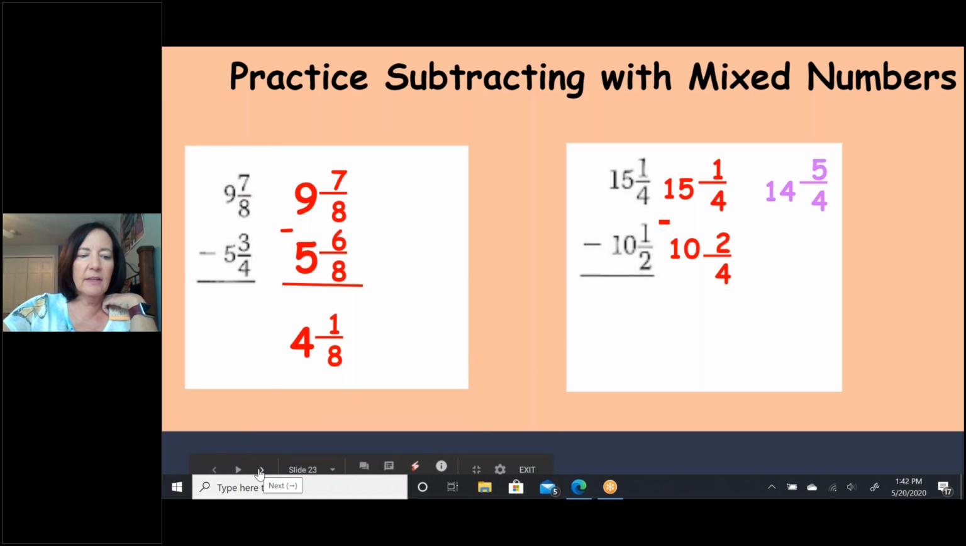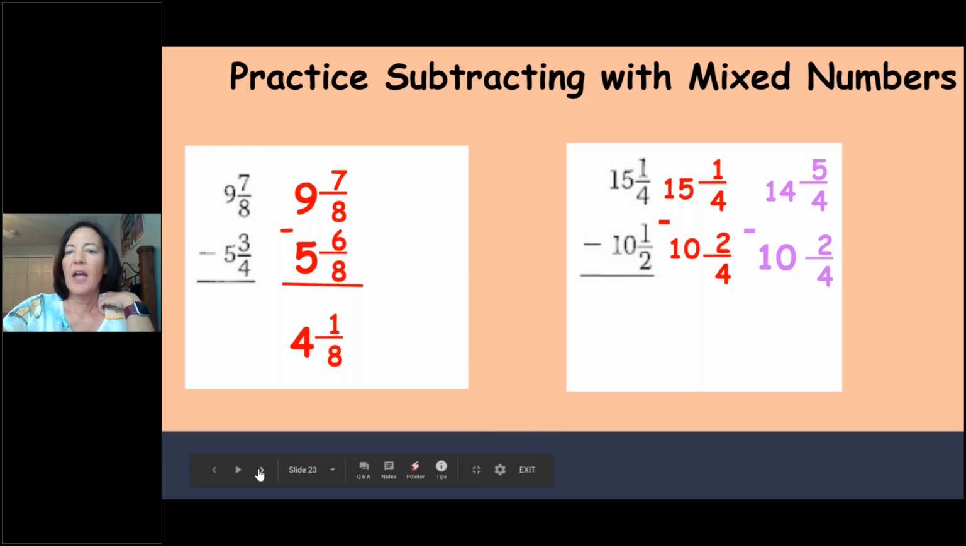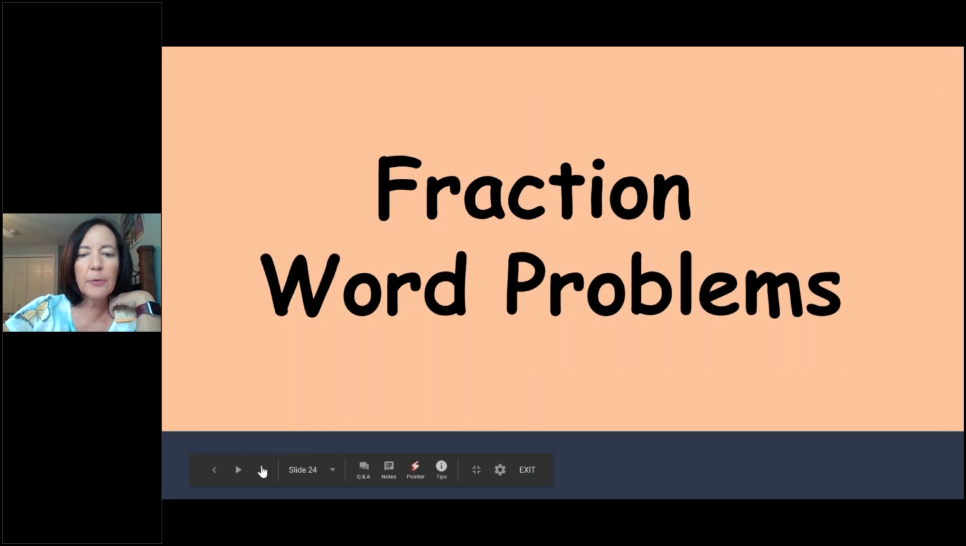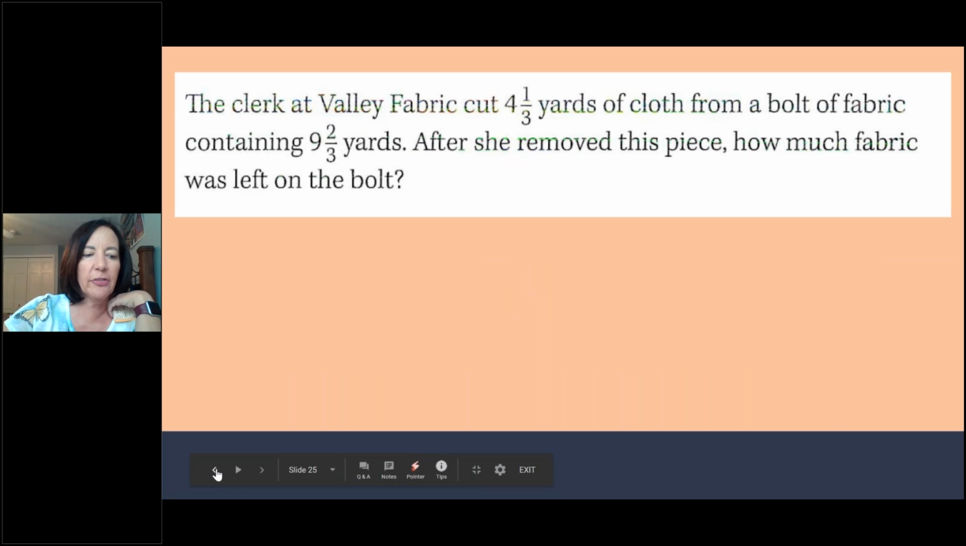We'll advance. And so what's that going to be? Now we can subtract our fractions and then subtract our whole numbers, and we can actually solve the problem now. Okay, 4 and 3/4. That is it. Perfect. That was a really hard problem. I think that was our hardest problem of the whole day. And we survived, so that's a good thing.